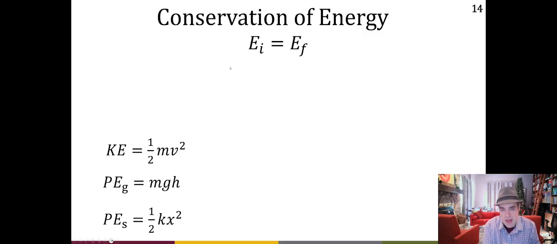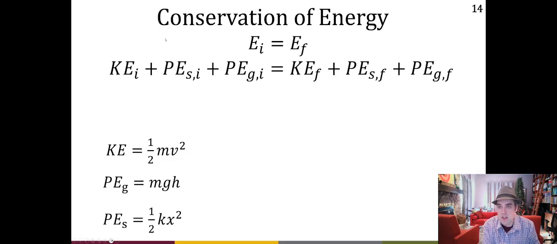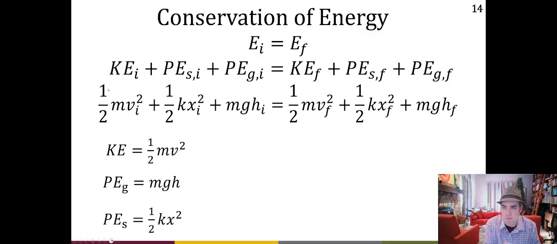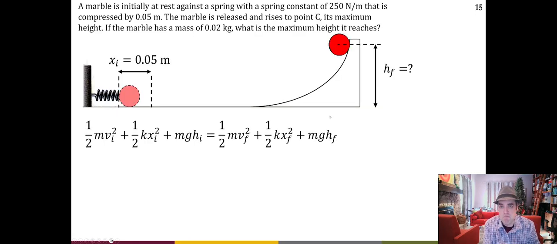So initially we can have three forms: kinetic energy, spring potential, and gravity potential. And at another point in time, we have three forms of energy: kinetic energy final, spring potential final, and gravity potential final. And we can plug in our equations for all of these. So kinetic energy 1/2 mv squared, potential energy 1/2 kx squared, and so on for each of these terms. Now there's a lot going on here, okay? But in each of these problems, a lot of these are going to be zero, and I'll show you what I mean here in this next example.